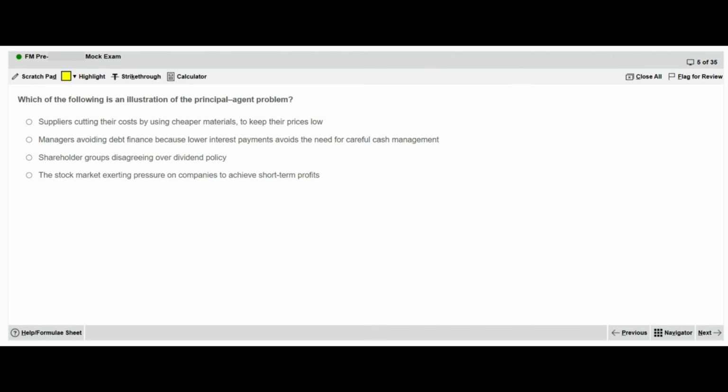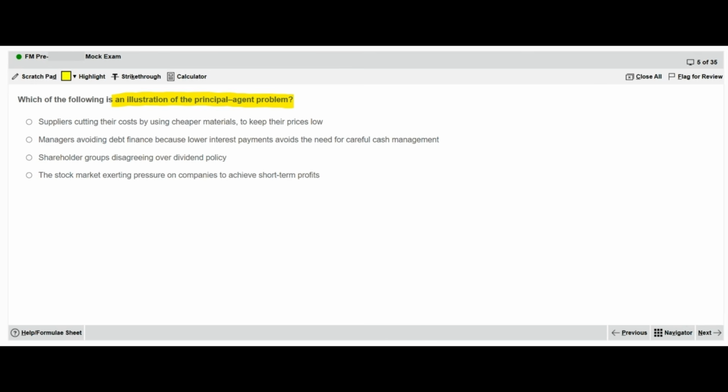So, here it is asking what is an illustration of the principal agent problem. So this has got something to do where the managers work for the shareholders, and when they don't work for the benefit of the shareholders, we have agency problem. Suppliers cutting their cost by using cheaper materials to keep their prices low. This has got nothing to do with the management and the shareholder.